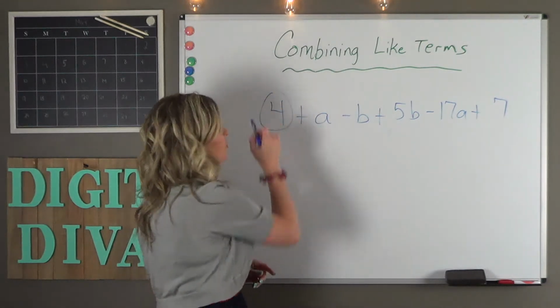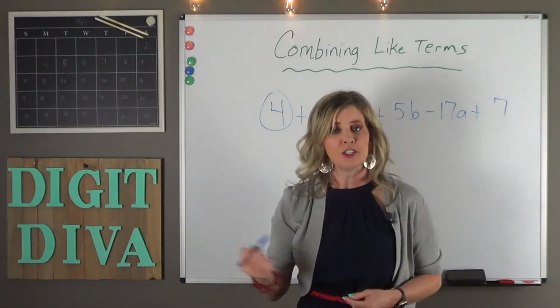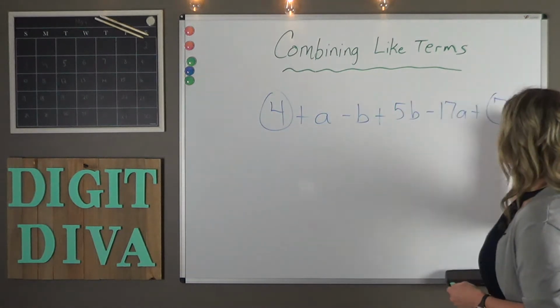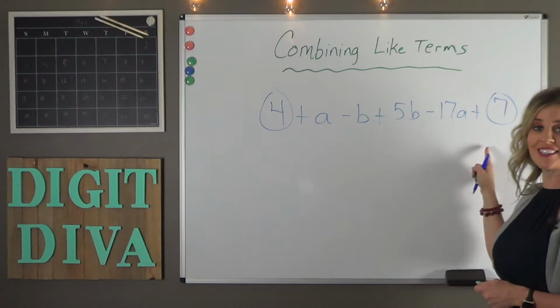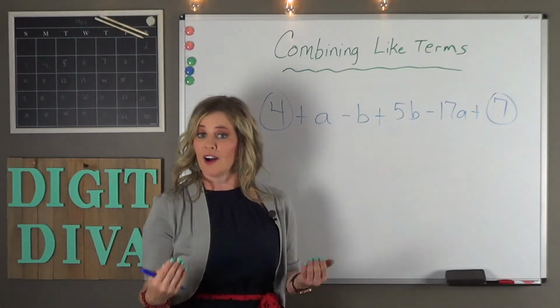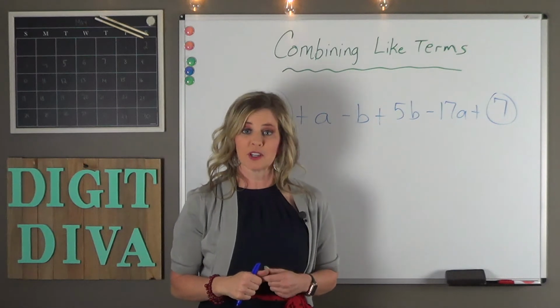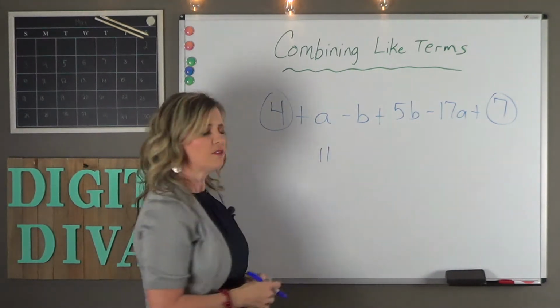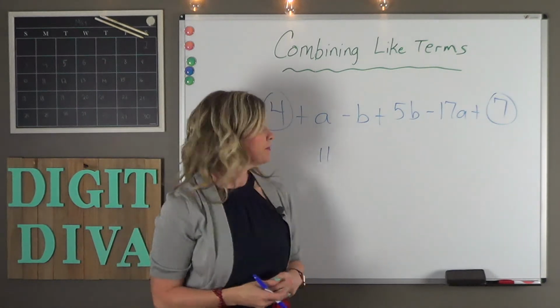4 is a constant. Do you see any other constants in this problem? I do, all the way down here on the end, the 7. So 4 and 7 are like terms. They do not have variables. They are simply constants. So I could join my 4 and 7. I'm going to go ahead and do that. 4 plus 7 is 11.